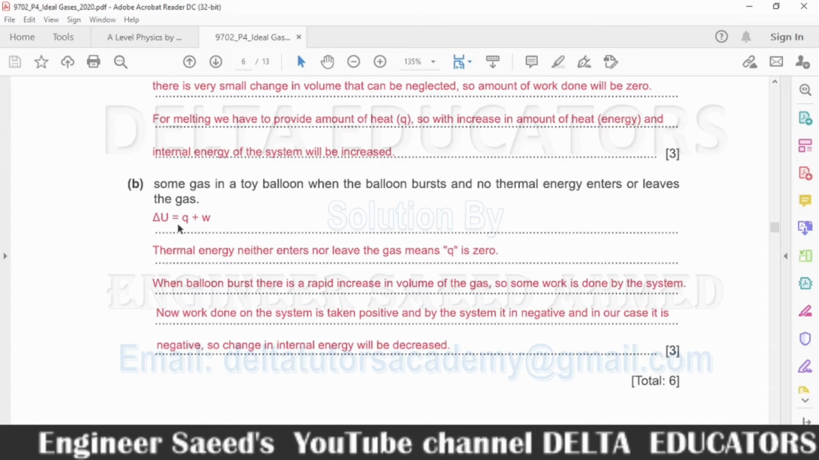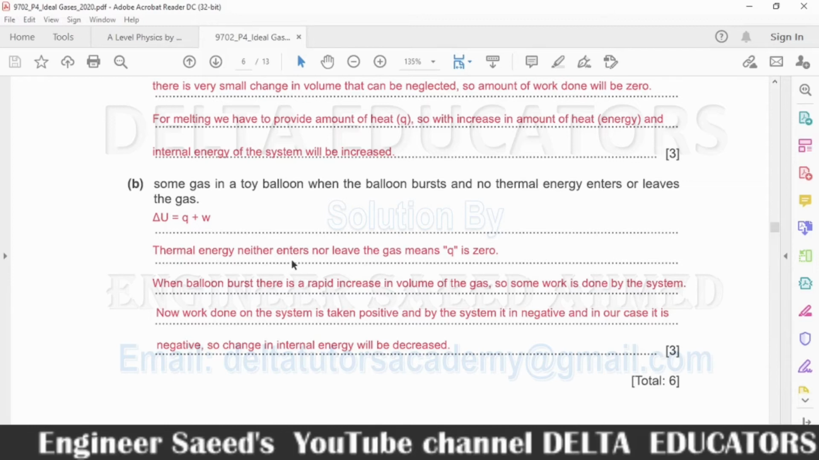Now second thing, when the balloon bursts, there will be a rapid increase in volume. Now product of pressure and change in volume is called work done. Since here we have a rapid increase in volume, so definitely there is some work done. But increase in volume means that work is done by the system, and work done by the system is taken negative. So here this equation will become delta U is equal to 0 minus W. Or in other words, we can say that change in internal energy is with negative sign, or this internal energy is decreasing. So what we have to write here?